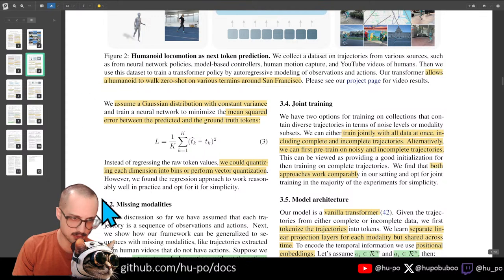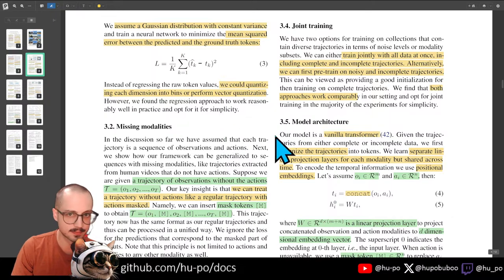So I thought this was kind of interesting, where they made it simpler than most approaches, which are doing this cross-entropy loss, and it worked better. So that's kind of cool.